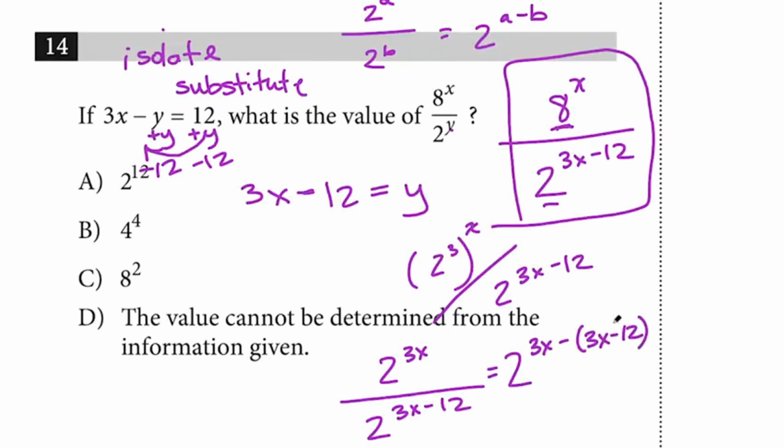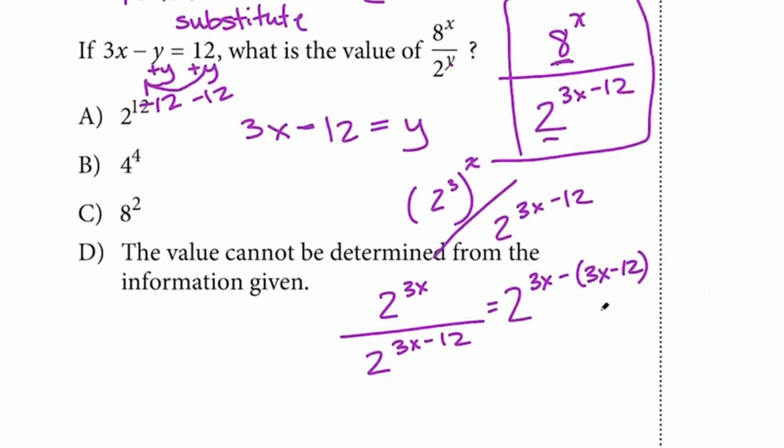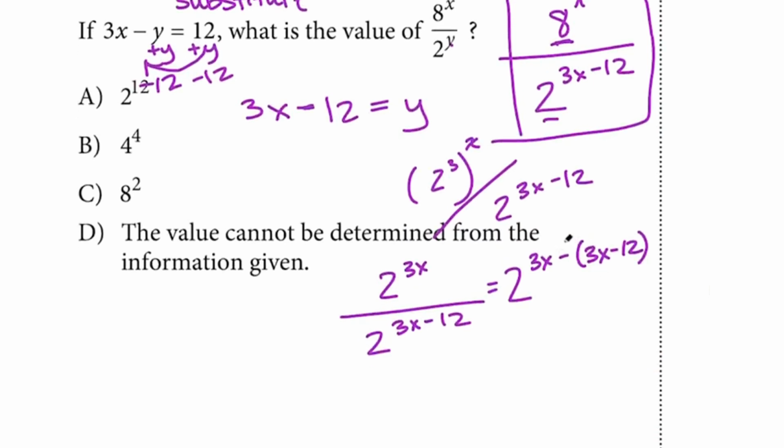And I always insert that in parentheses. Don't forget the parentheses, really important. And then we distribute the negative. That becomes negative 3x. That becomes positive 12. And do you see how my 3x's cancel? Because if I have 3x minus 3x plus 12, boom, those cancel, and all I get is 2 to the 12. And that's answer choice A, and I'm done.